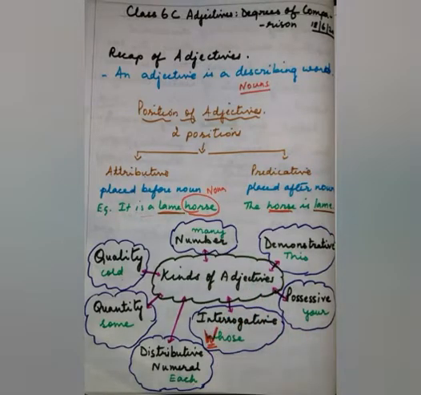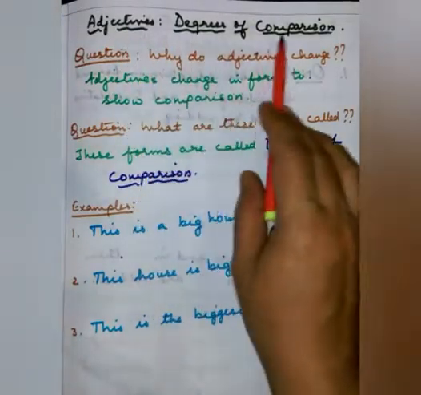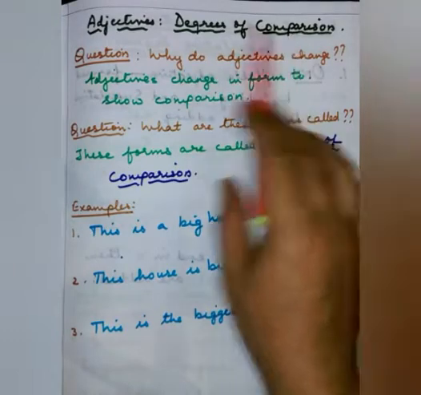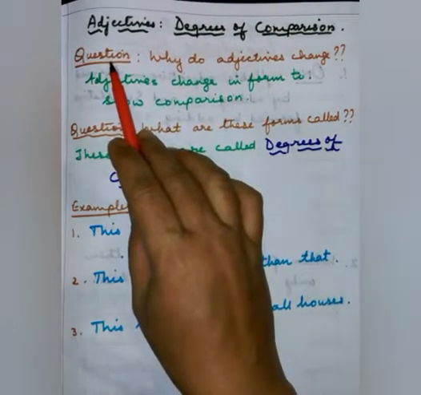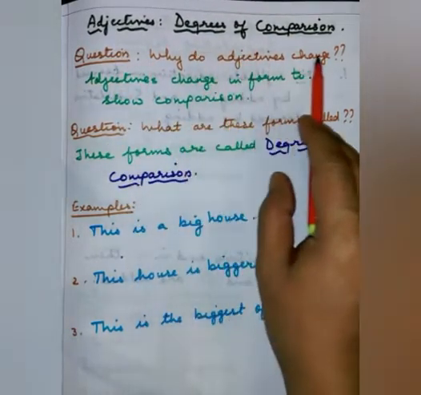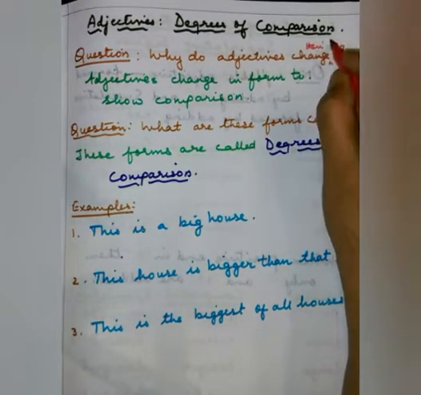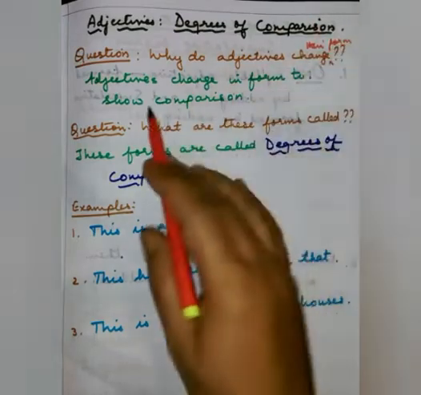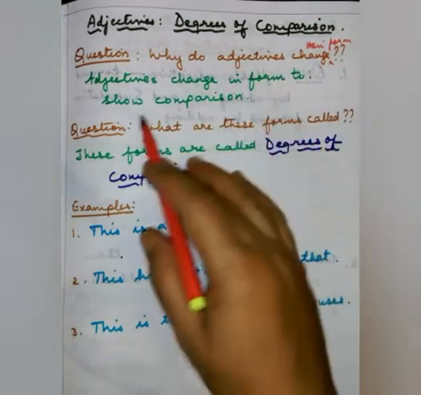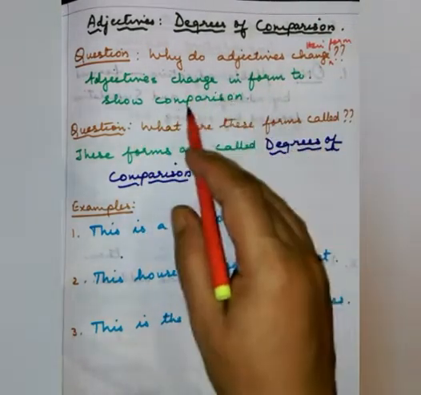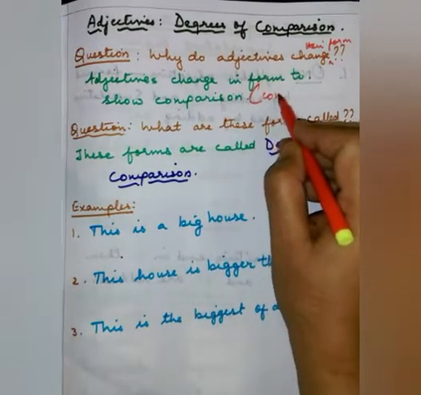Okay? Now to adjectives, degrees of comparison. I am sure you have done this. Now the question, I have written here: Why do adjectives change their form? Adjectives change in form to show comparison, to compare. Comparison comes from the word compare.